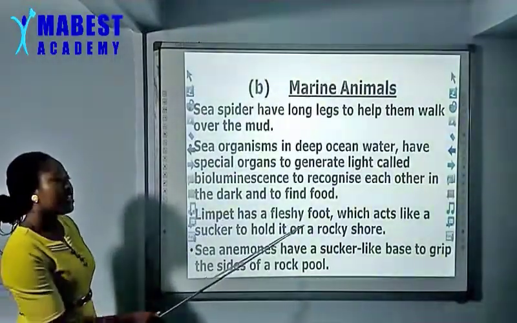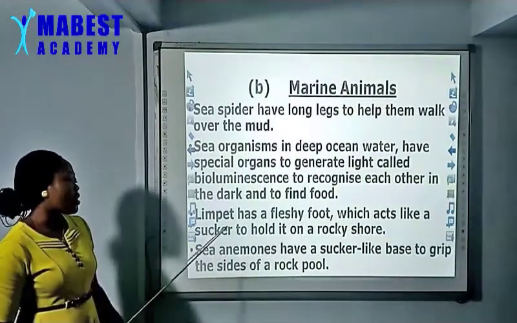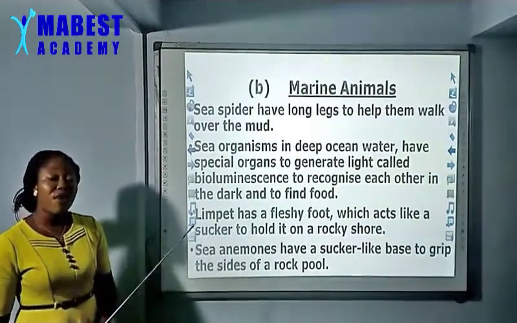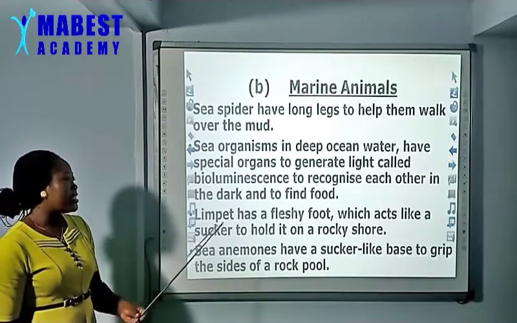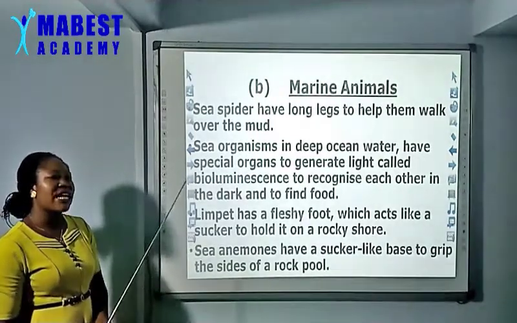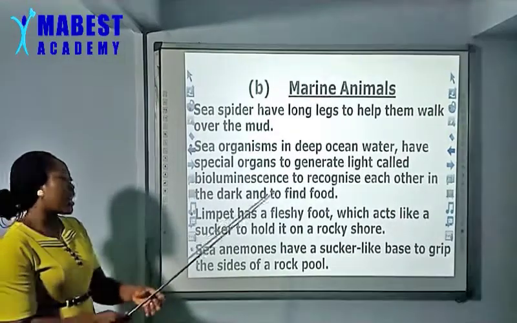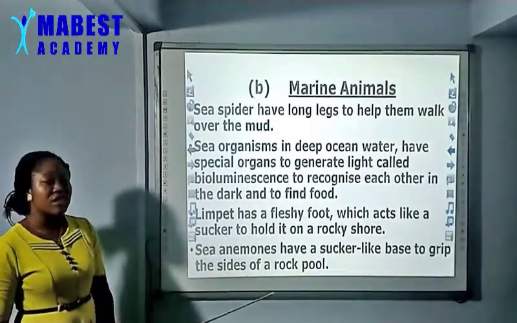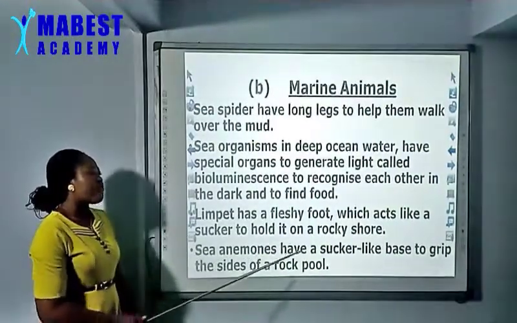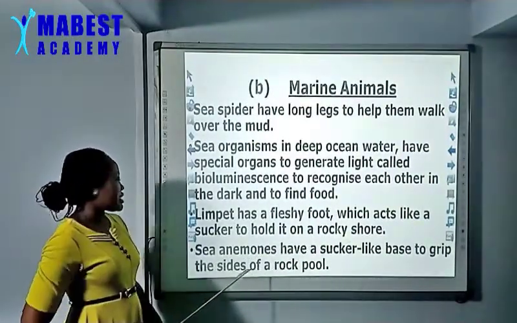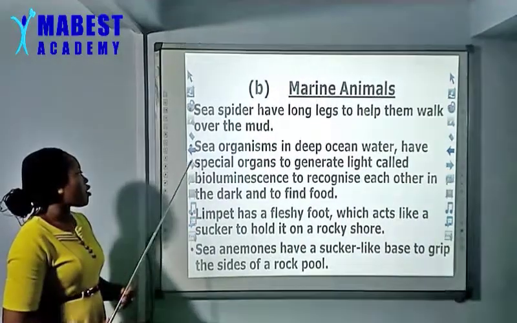Then the limpet has a fleshy foot which acts like a sucker to hold it on a rocky surface, just like we have for seaweed. This limpet is an animal, but they only have a fleshy foot which acts like a sucker to hold it on a rocky shore. Then sea animals have a sucker-like base to grip the sides of a rock pool.